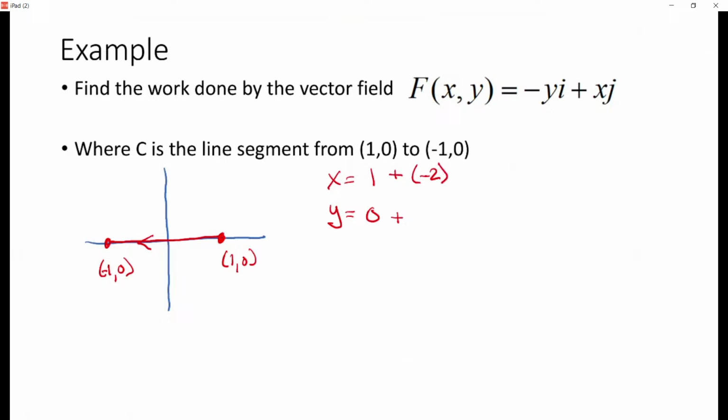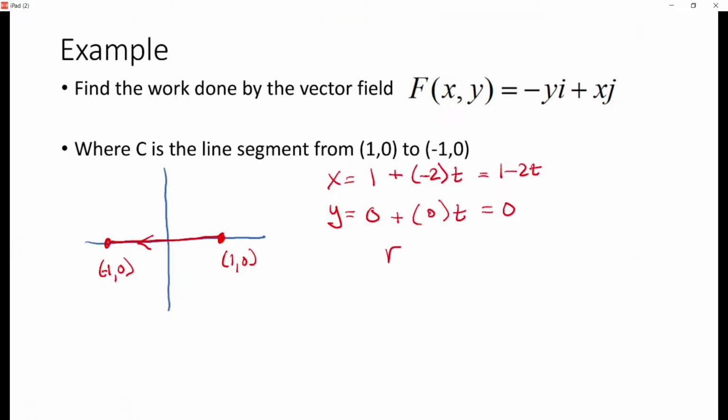So -2 times t. And how far have you gone in the y direction? Yeah, 0t. So that's all you have to do: put your starting point down, and then how far you've gone times t, and then you're all set. So this one's pretty straightforward. You have 1 minus 2t for x, and then just 0 for y.